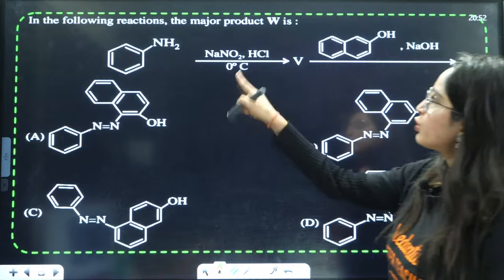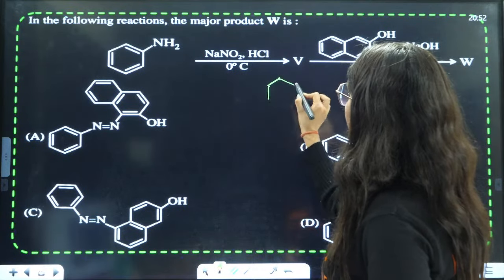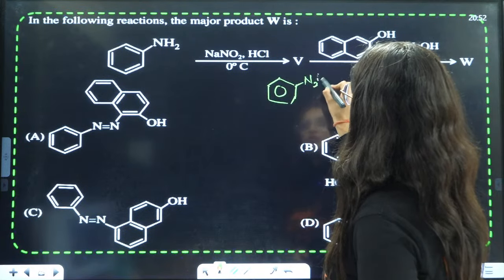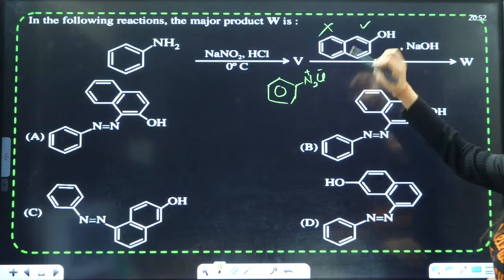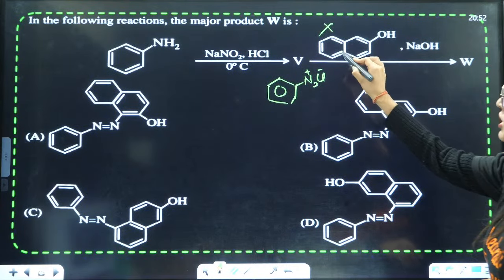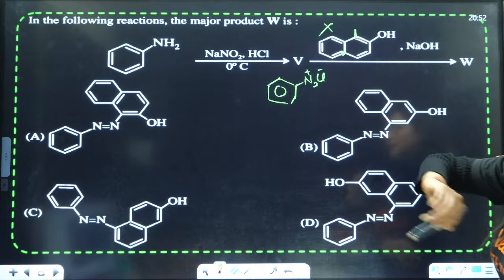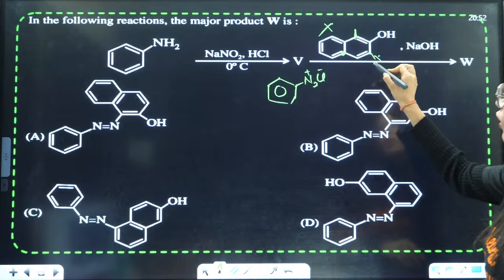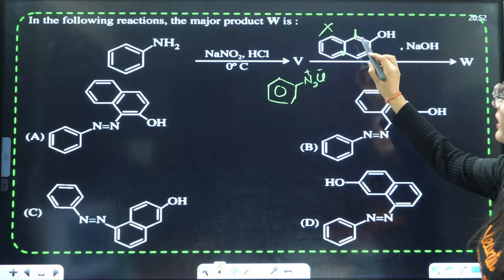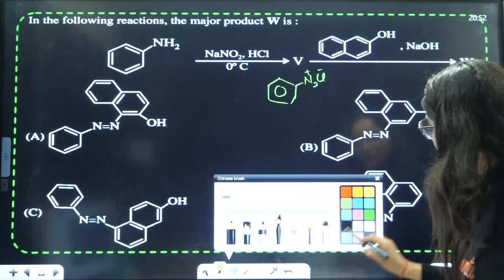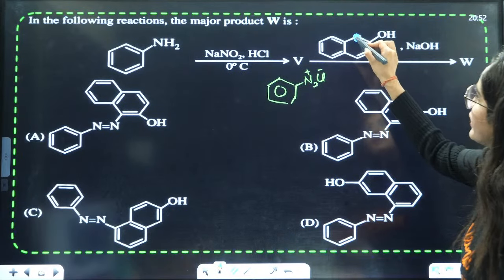When you do diazotization, it will become N2Cl positive, this is negative. So here, which thing will be formed? Basically, which hydrogen? This hydrogen will not be replaced, this will be replaced. See, the para position is occupied, so the ortho position it will take, right? It will take the position which is more substituted. So this position will get linked to the N2.